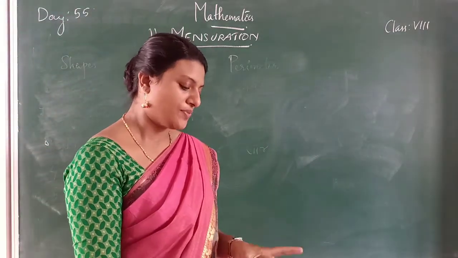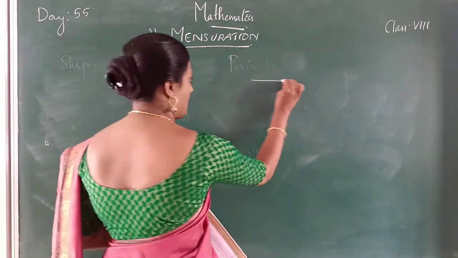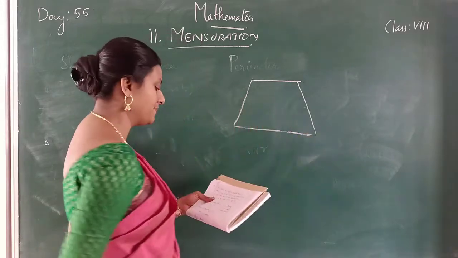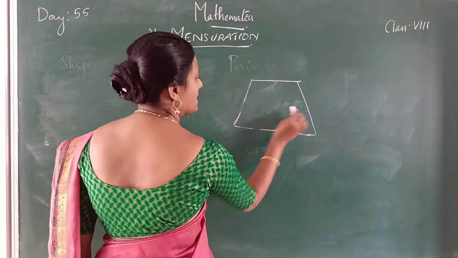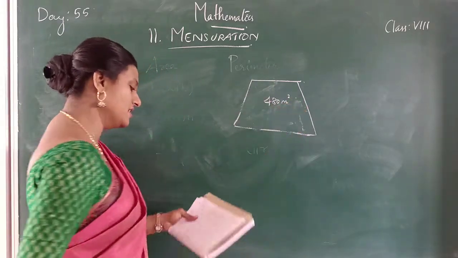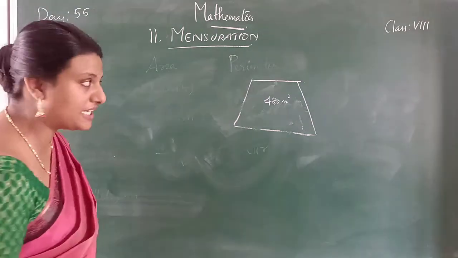Question: we can do the area. This is an example problem. The area of a trapezium shaped field is 480 meter square. The area is given, what is that? 480 meter square. And the distance between the parallel sides is 15 meter.